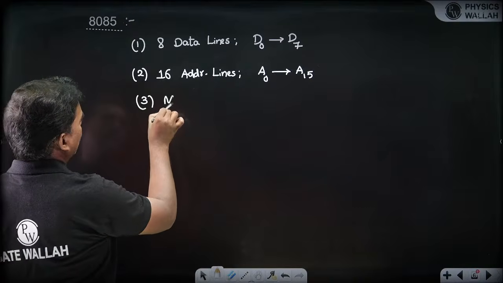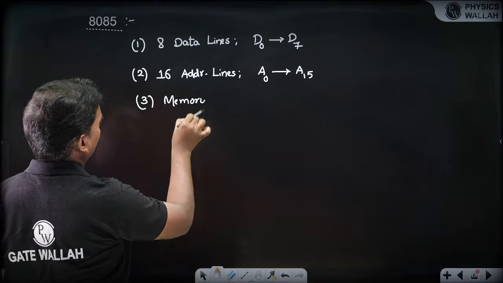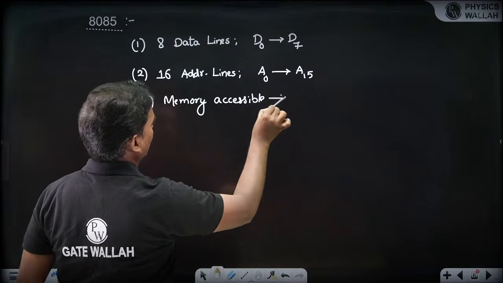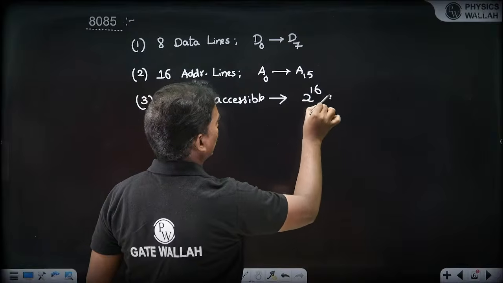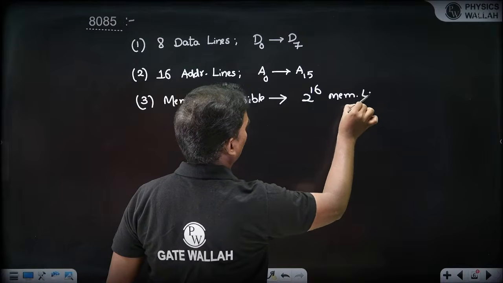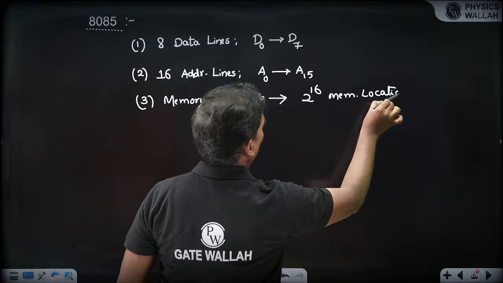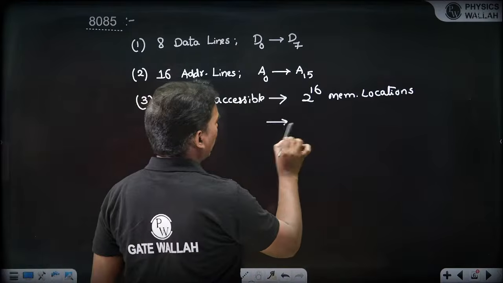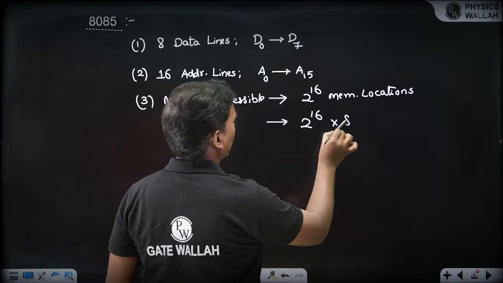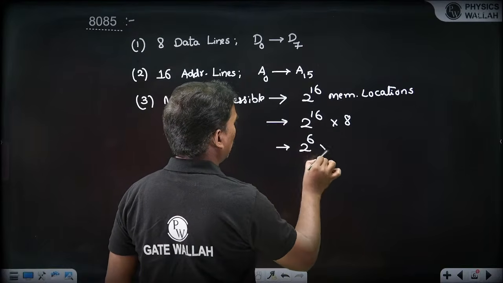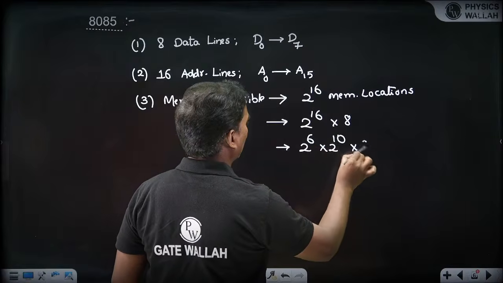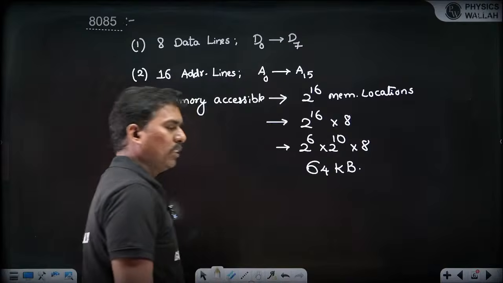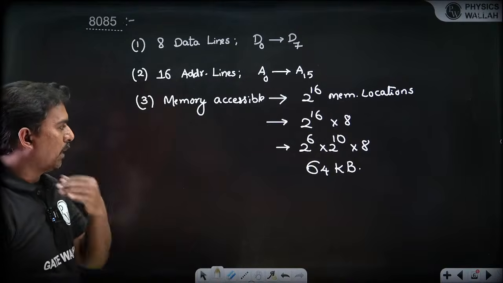And the memory accessible is 2 power 16 memory locations. 2 power 16 memory locations means each memory location can store 8 bits. So this is 2 power 6 into 2 power 10 into 8. So this is 64 kilobytes.